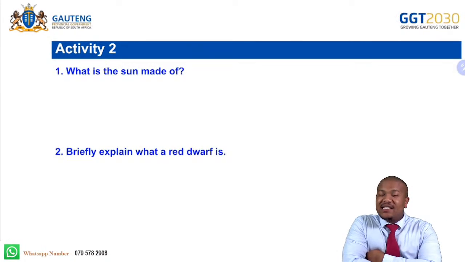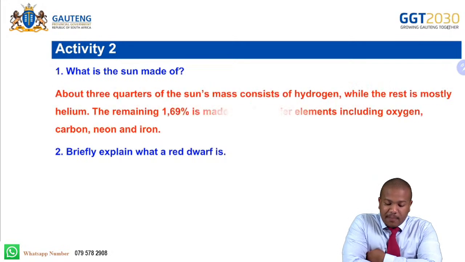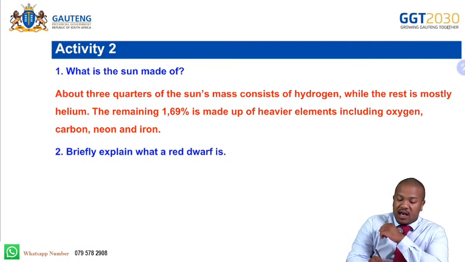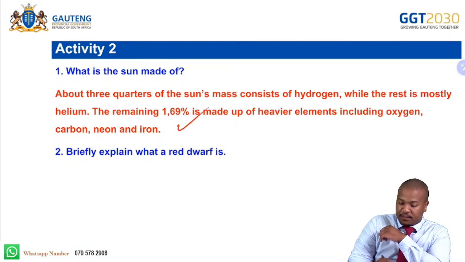Welcome back, grade 9s. Now let's look at the solutions together. So what is the sun made up of? About three quarters of the sun's mass consists of hydrogen, while the rest is mostly helium. And the remaining 1.69% is made up of heavier elements including oxygen, carbon, neon, and iron.